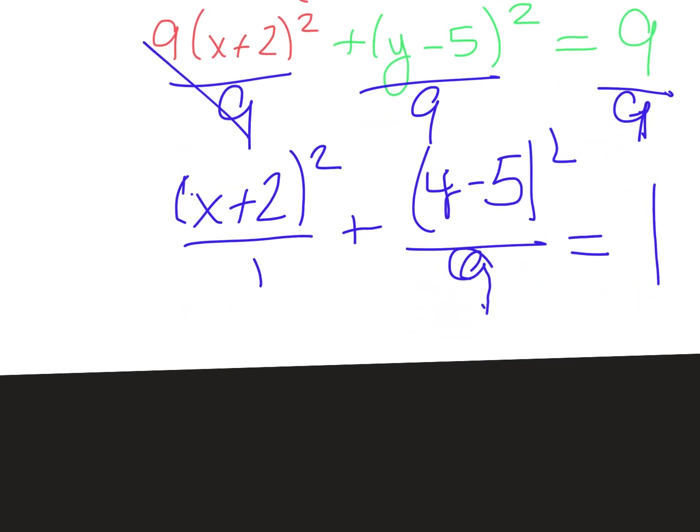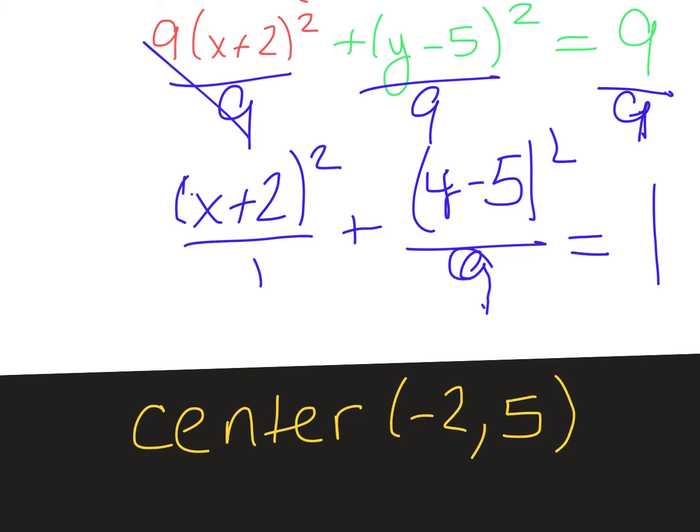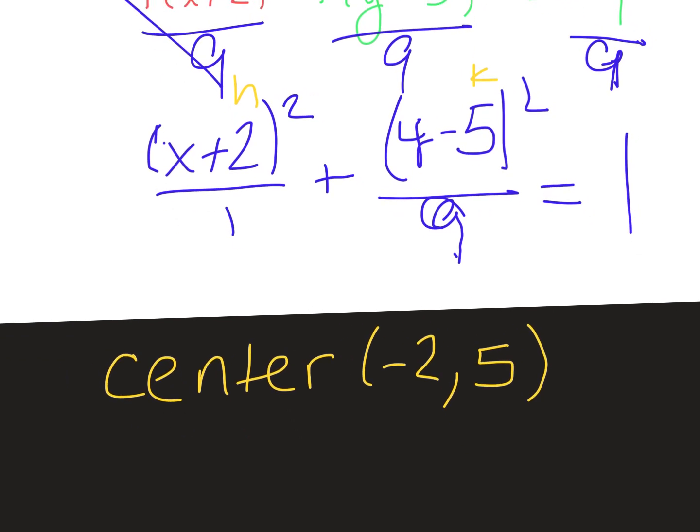So again, from this, guys, you should be able to tell me that the center is at negative 2, positive 5, and we know that this is my h and this is my k, because h is with the x and k is with the y. And I know that this is going to be what kind of an ellipse? It's going to be a vertical one, because the bigger number, the bigger denominator, is with my y value. So my a squared here is 9.